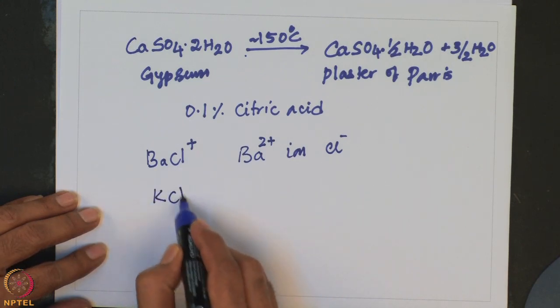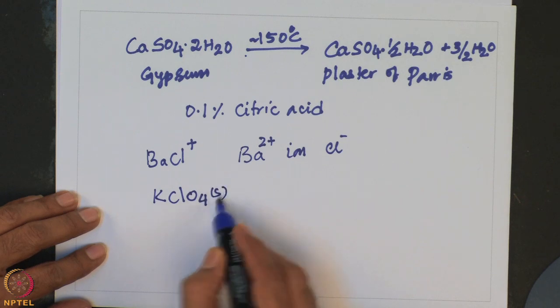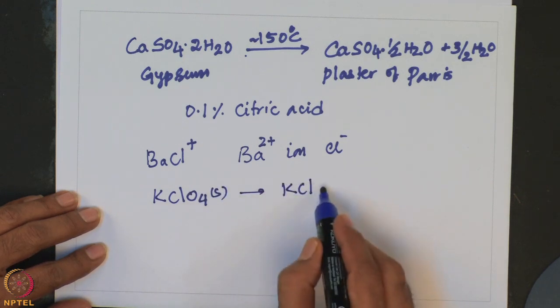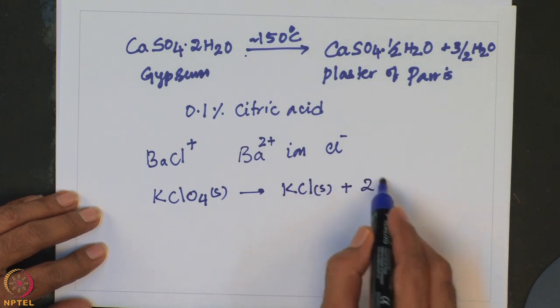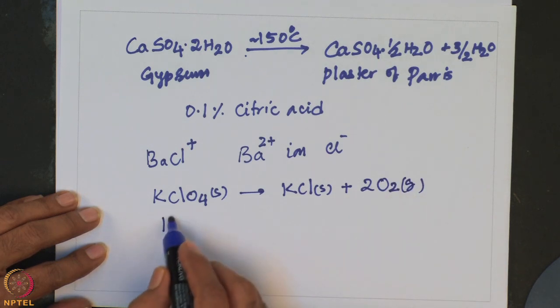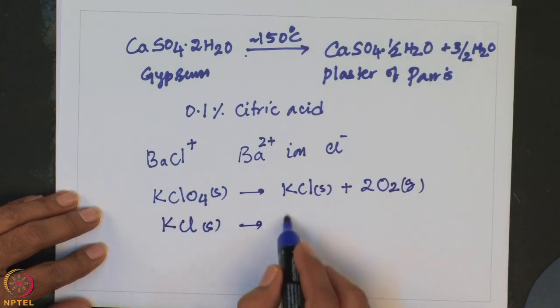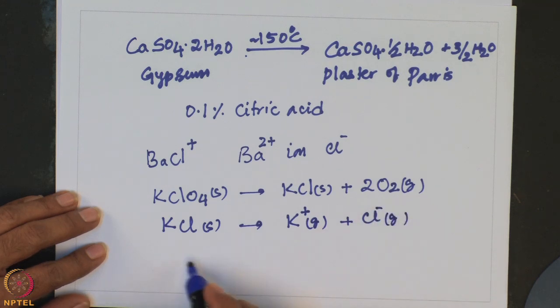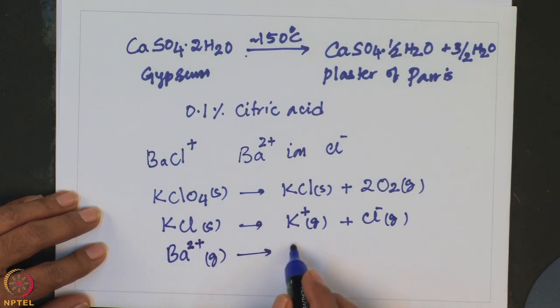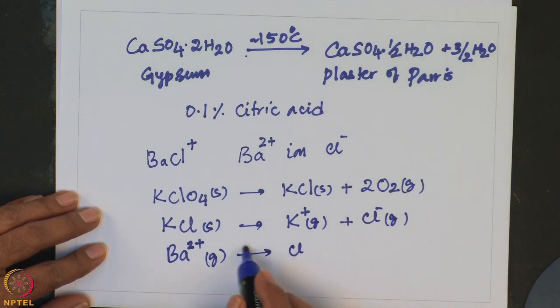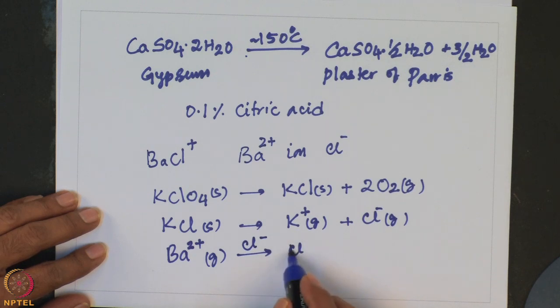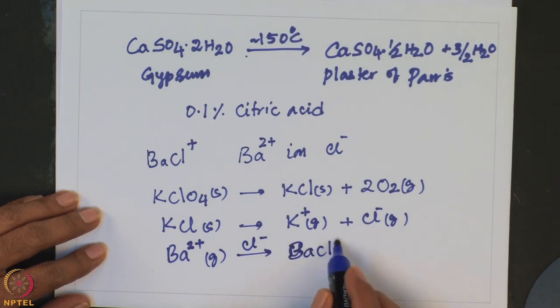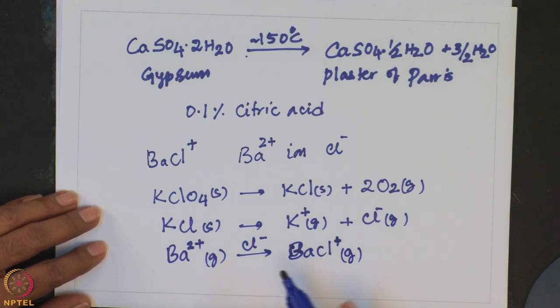So, here KClO4 solid gives KCl plus 2O2, and KCl gives K+ and Cl-. Ba2+ plus Cl- gives BaCl+. Okay.